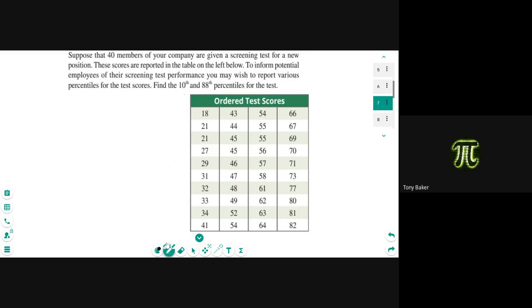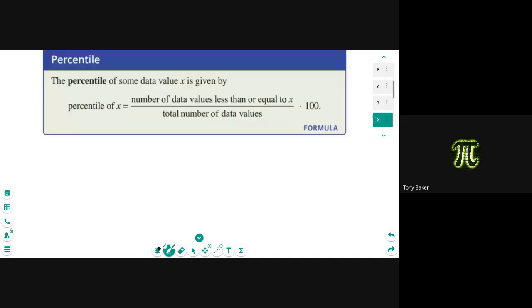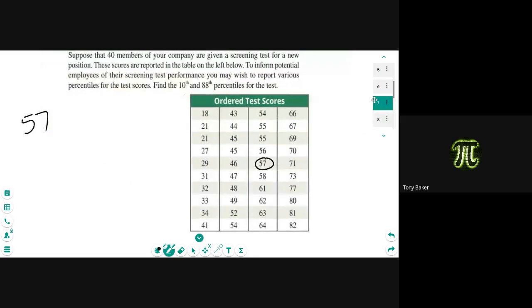Let's say I look at number 57. So I'm looking at that number right there. I want to find out what percentile that number is. So we're looking for the number of data values less than that divided by the total number. So the total was 40. How many numbers are less than 57?